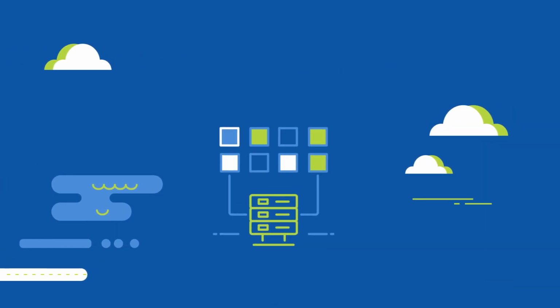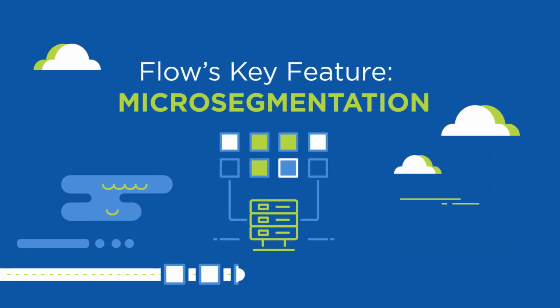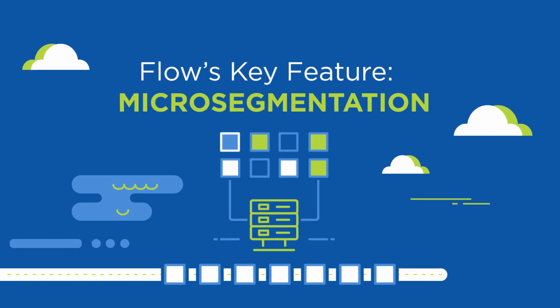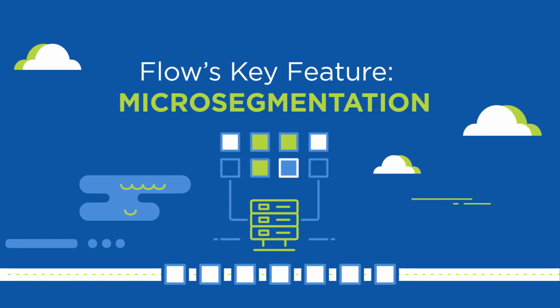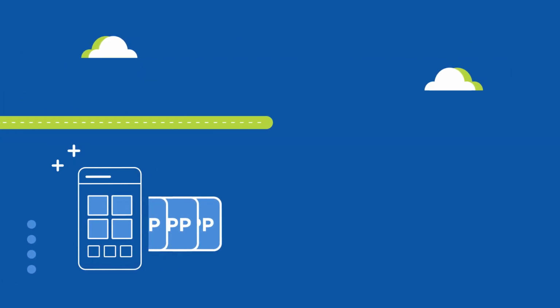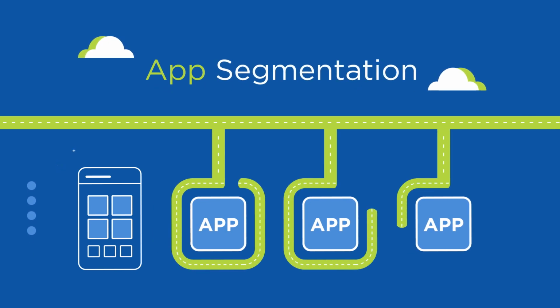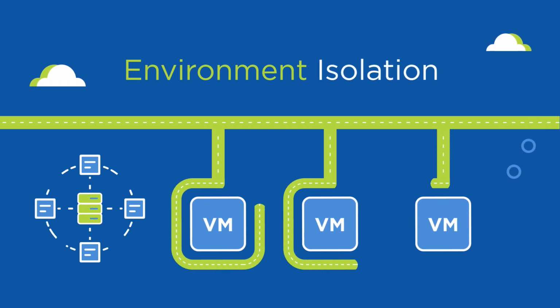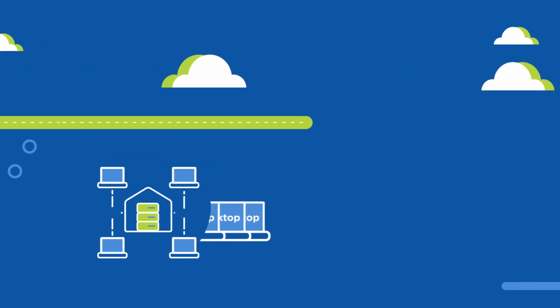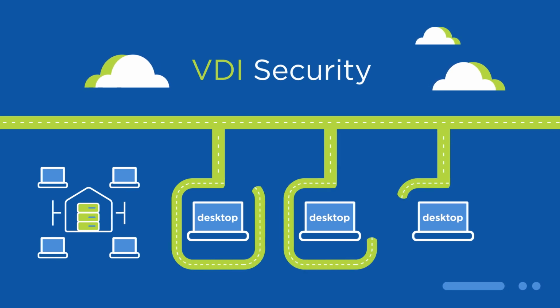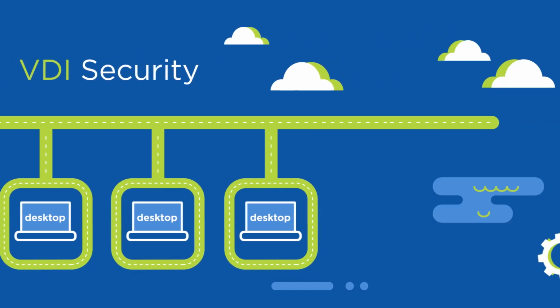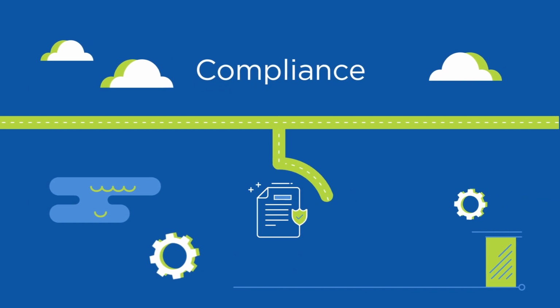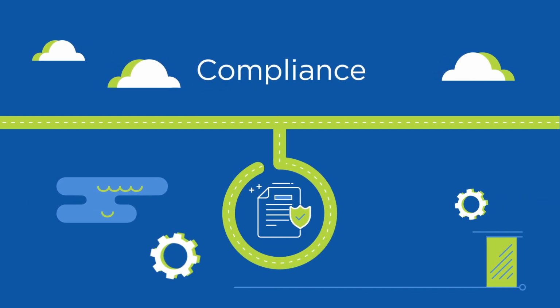What makes Flow different? Flow's key feature is micro-segmentation, which allows you to easily create zones in data centers and cloud environments in order to isolate and secure workloads. With Flow's micro-segmentation feature, you can isolate individual apps, virtual machines via environments or categories, individual desktops, and even ensure PCI and HIPAA compliance by creating policies that can prove no information was shared between networks.